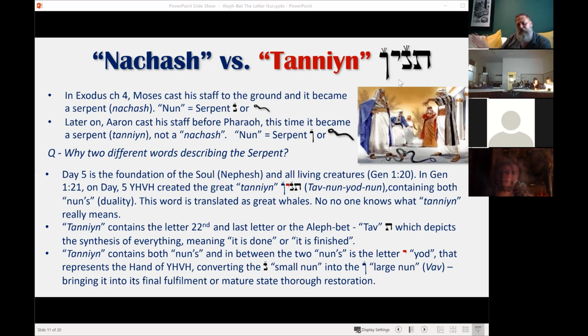So the end result of this word Tanin, which is represented by the letter Tav, it is finished, is that large nun. So the Tanin is the process that needs to take place that will take you from an immature state to a mature state, from a fallen state to an elevated state, or from a state of duality to a state of unity, which is where we want to be, which is the Adam state, prior to sin. So that is all found within this word Tanin. So now we get a bit more of an understanding of what the serpent Tanin represents.